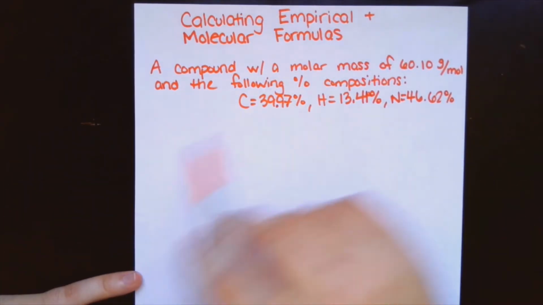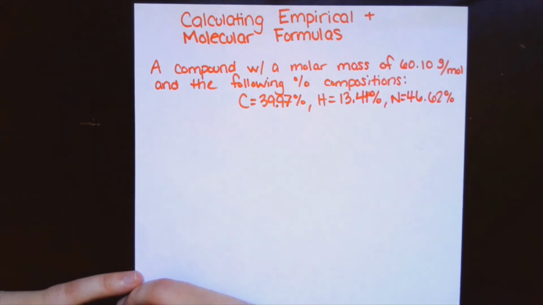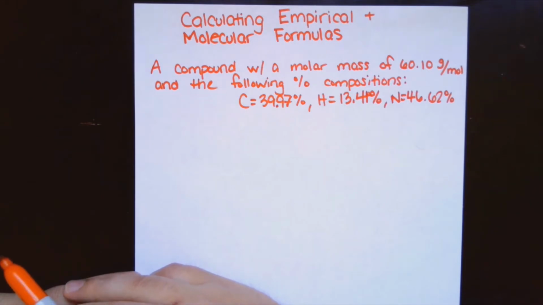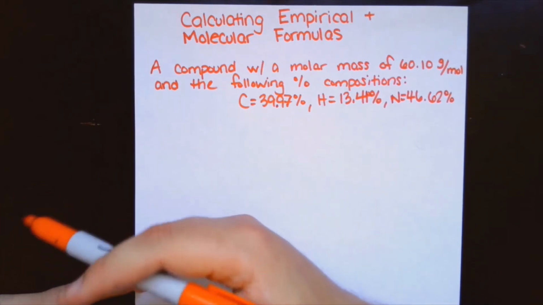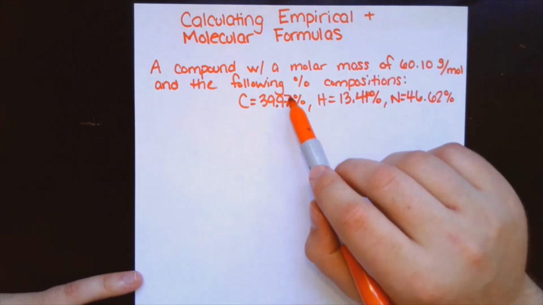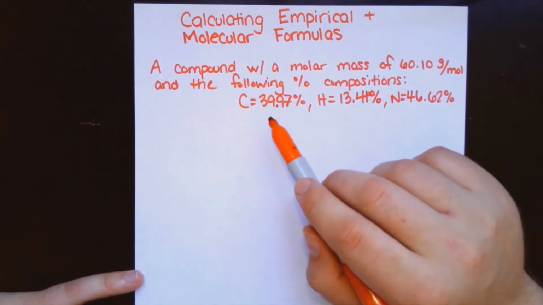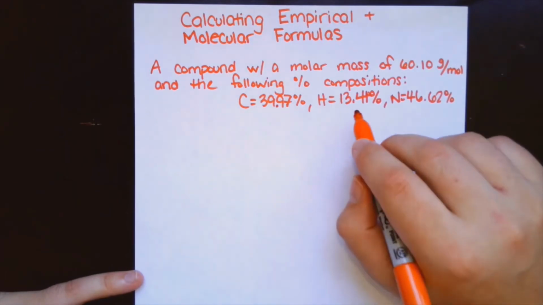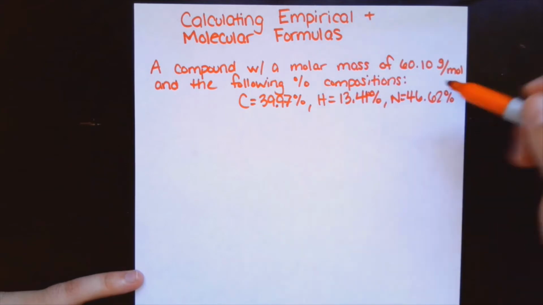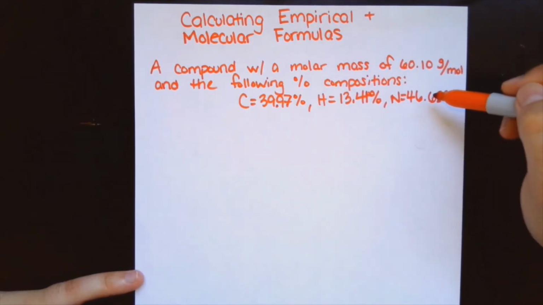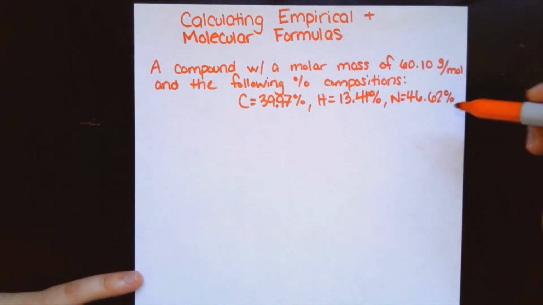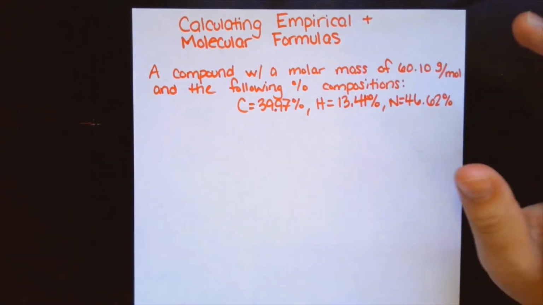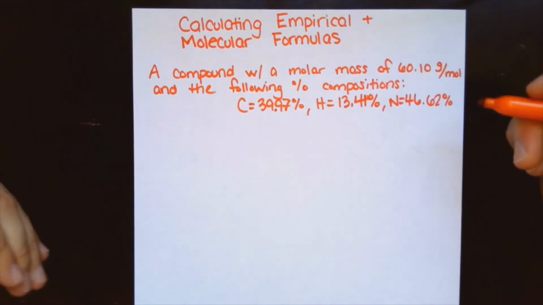Now, what these percent compositions mean is that you have a sample, and you analyze the sample, and you can get the percent of that sample from each element. So what it's saying is that from the sample that you analyzed, exactly 39.97% of the mass came from carbon, 13.41% of the mass came from hydrogen, and 46.62% came from nitrogen. Again, these are basically mass percents. So we are looking for the molecular formula, but first we have to figure out the empirical formula.